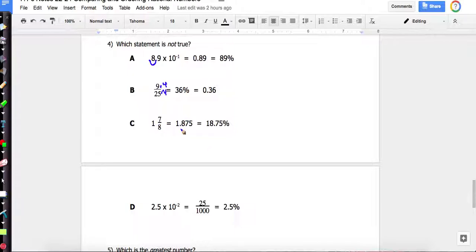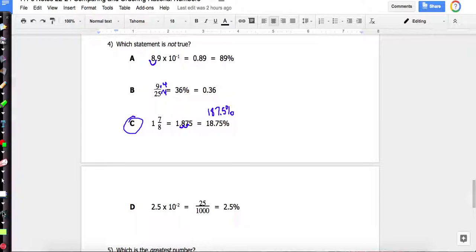Now, if I change the decimal to a percent by moving it 2 to the right, I'd get 187.5%. Do these match? No, they do not. So which statement is not true? The correct answer is C.